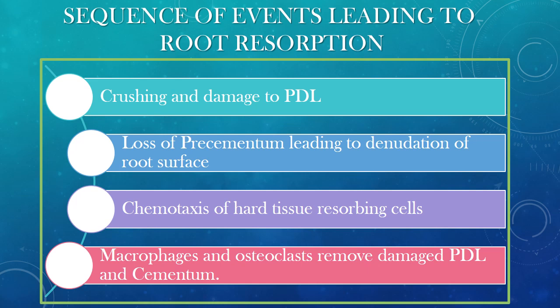Moving to the sequence of events leading to root resorption. The first step is crushing and damage to the PDL. Loss of pre-cementum leads to denudation of the root surface. This in turn causes chemotaxis of the hard tissue resorbing cells. Macrophages and osteoclasts remove the damaged PDL and cementum.